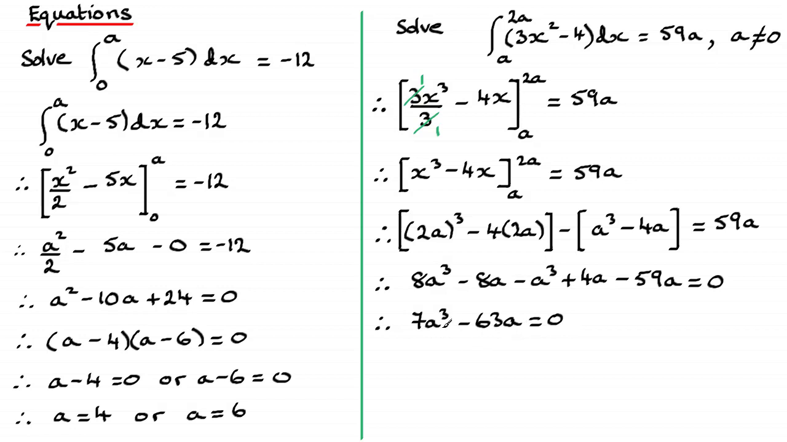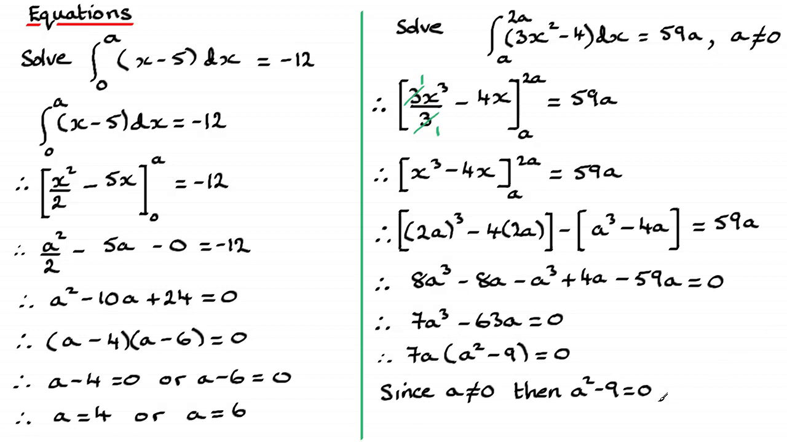Pull out 7a as a common factor. So if you pull out 7a as a common factor, you're left with a squared minus 9 there. So either a would equal 0 or a squared minus 9 would equal 0. Well, we know a can't equal 0, we're told up here, so it must be the a squared minus 9 that equals 0. And if that's the case, then a squared would equal 9, and we can take the square root of 9, and we end up with a equaling plus or minus 3.